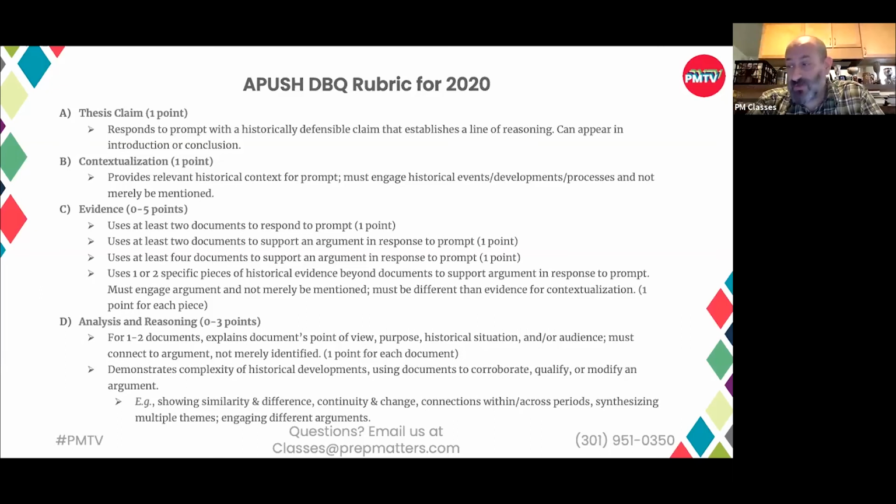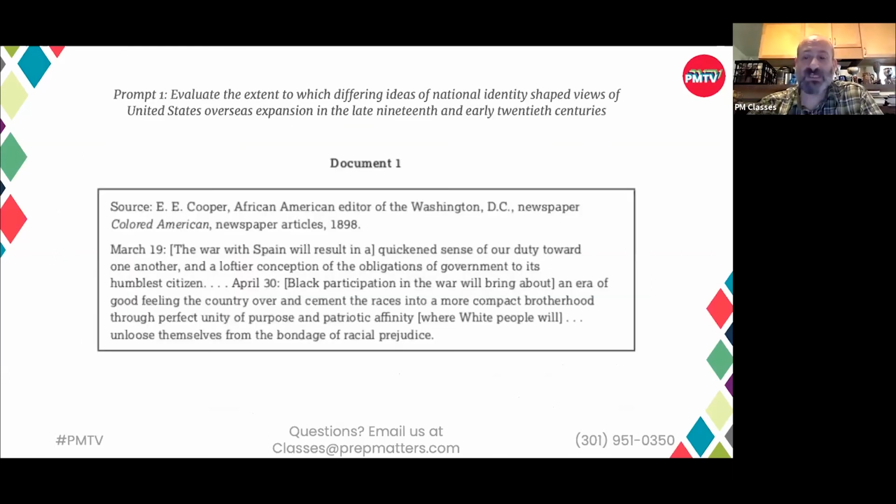All right, gone over the rubric. Let's look at, I don't know if we'll get through 2 DBQs. I've got them here. These are both samples. Evaluate the extent to which differing ideas of national identity shape views of American overseas expansion in the late 19th and early 20th centuries.